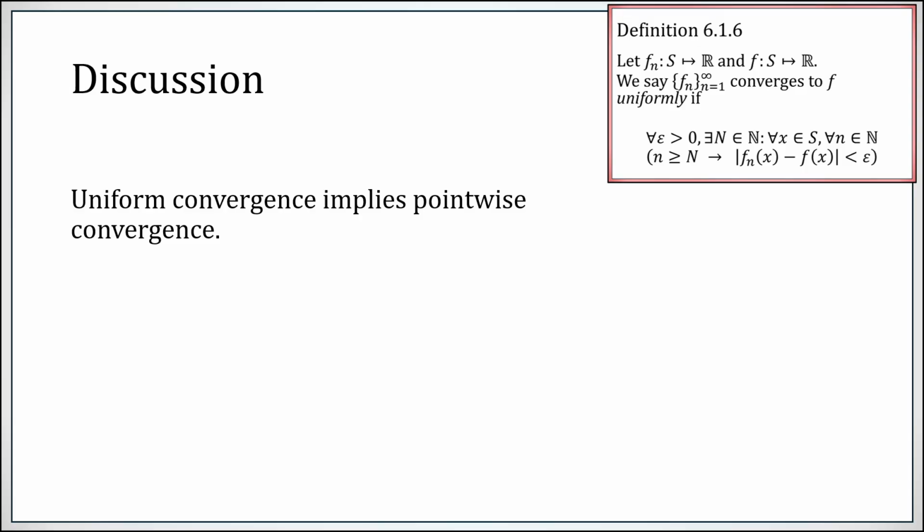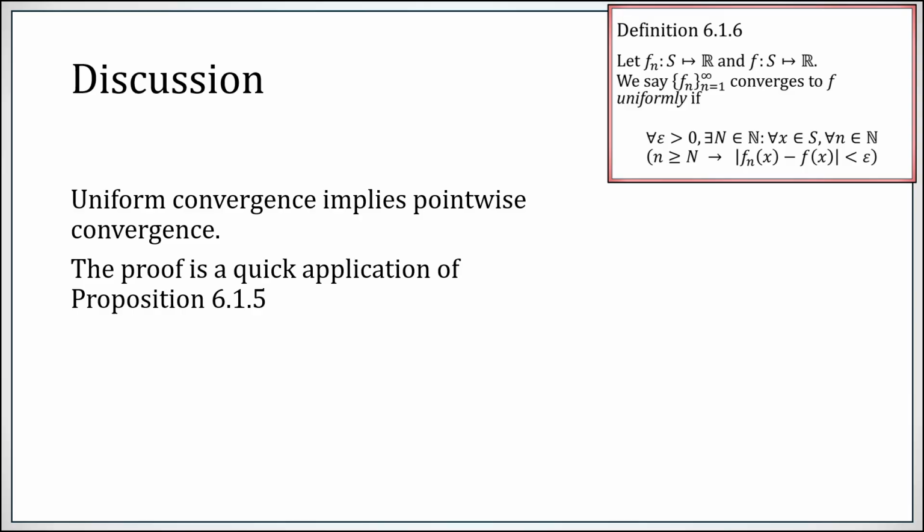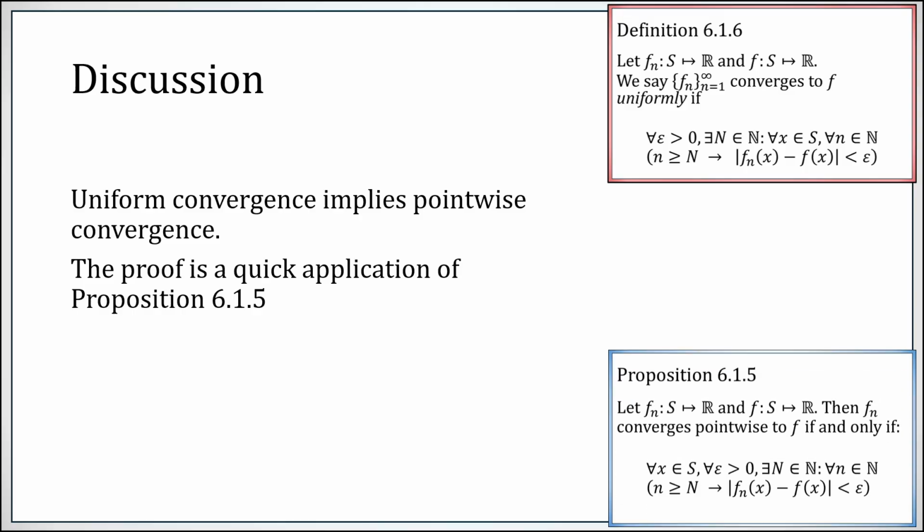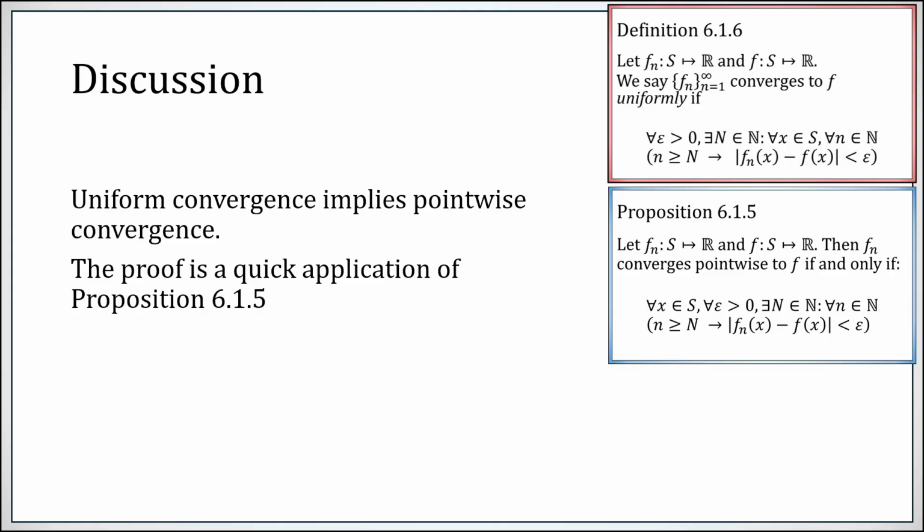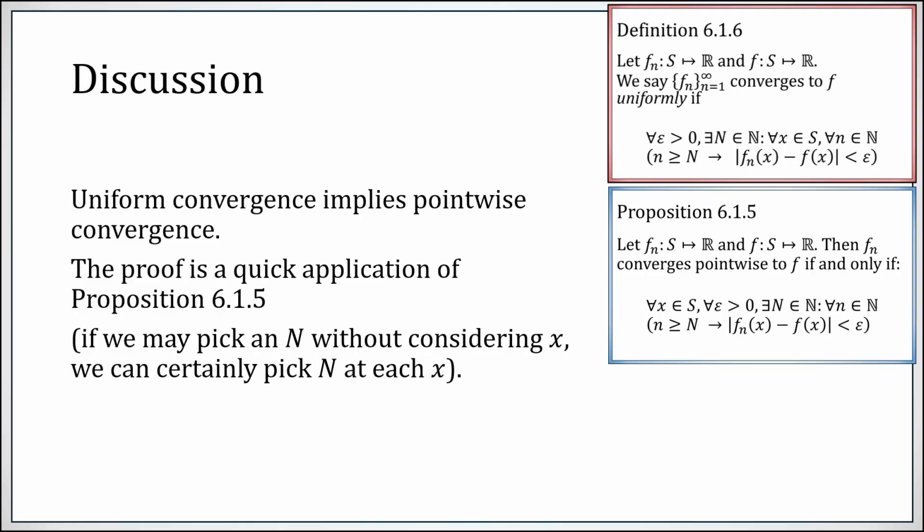So uniform convergence is a stronger condition. It will automatically imply pointwise convergence. To prove this, it's just a quick application of proposition 6.1.5, which was our proposition sort of formalizing the notion of pointwise convergence. The real key is just, if you assume uniform convergence, then for every epsilon, there is an N that works for all x. So for every x, let epsilon be positive, pick the N that works everywhere, then it will work for this particular x. This is very similar to way back when we proved that if a function is uniformly continuous on a set, then it is continuous on the set.